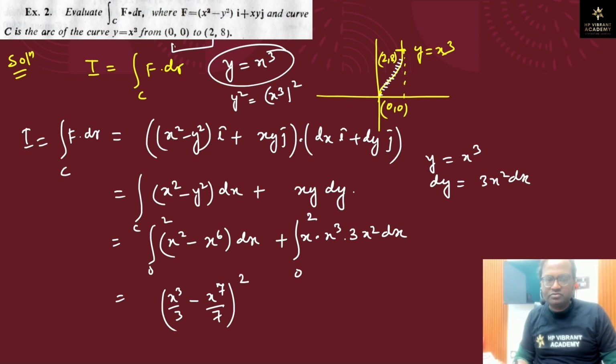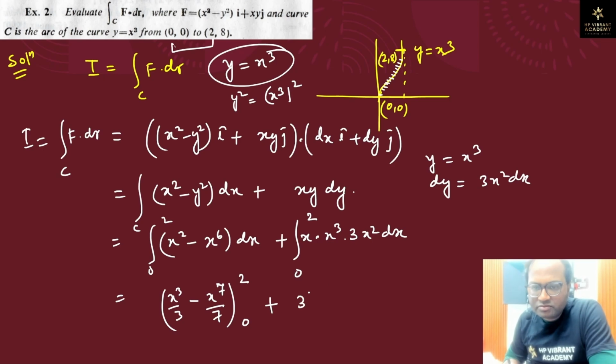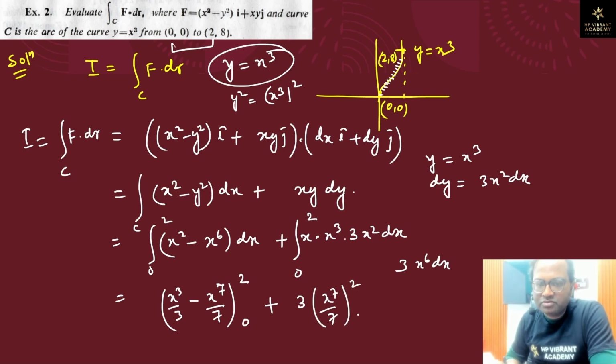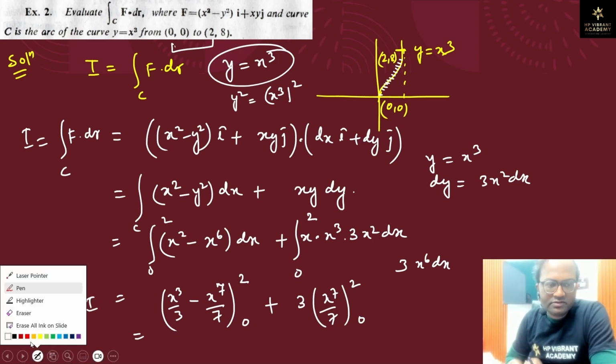With limits 2 and 0, plus 3 times the integral of x to the power 5 plus x to the power 6 dx. So this will be 3 times x to the power 7 upon 7, the limit is 2 and 0. So this will be equal to, let us further simplify this.